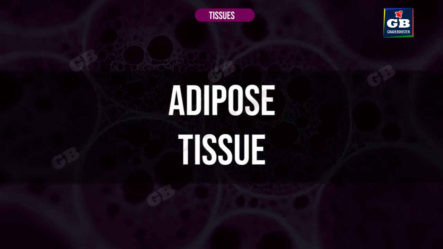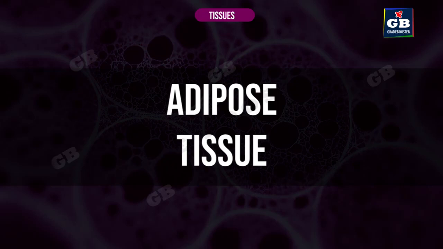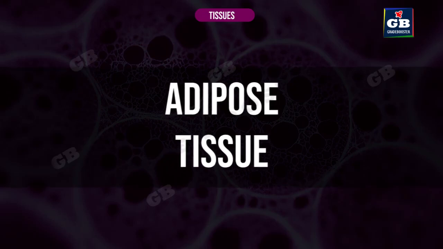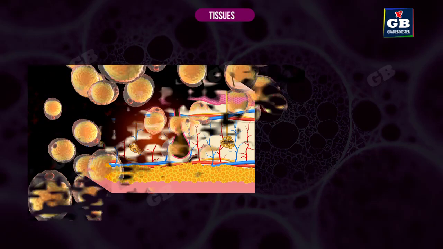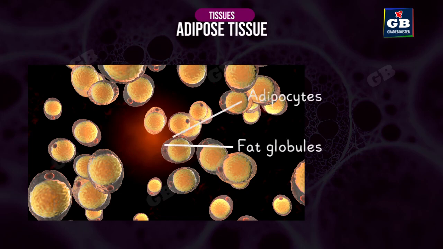Now, we will see another type of connective tissue, adipose tissue. Adipose tissue is found below the skin and between internal organs. The adipose tissue contains the cells called adipocytes. These cells are filled with fat globules.